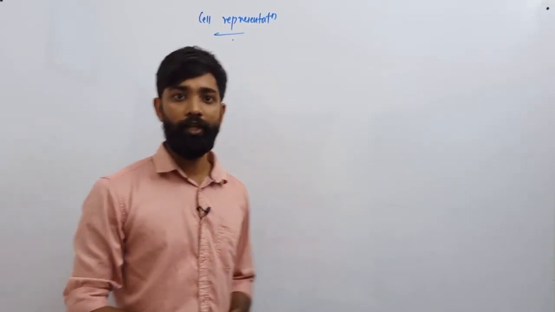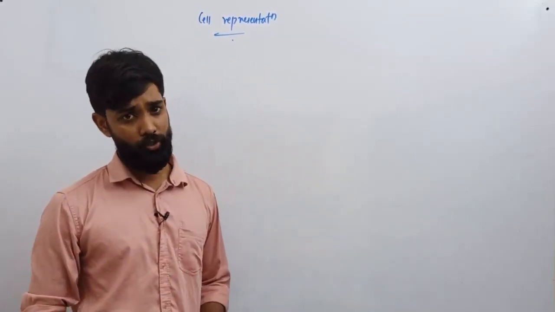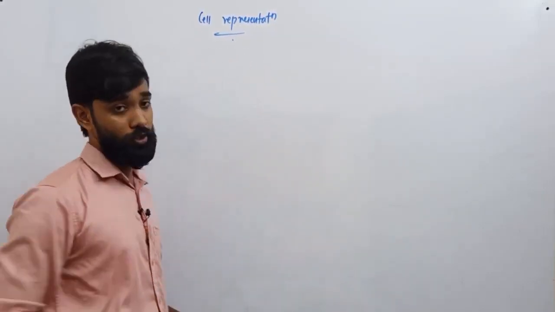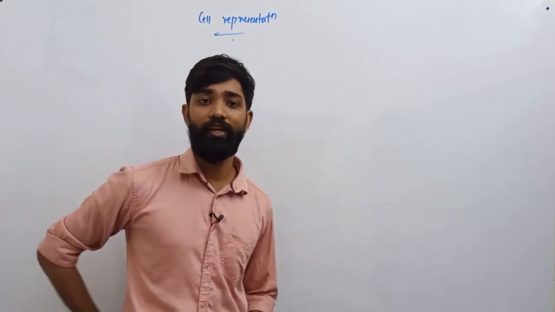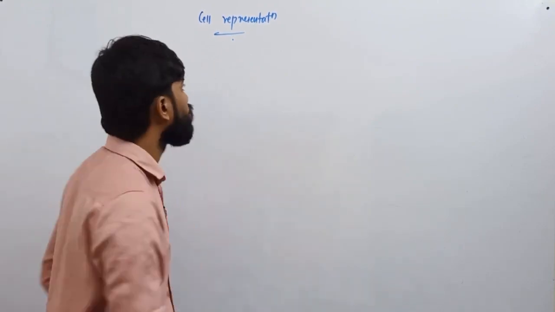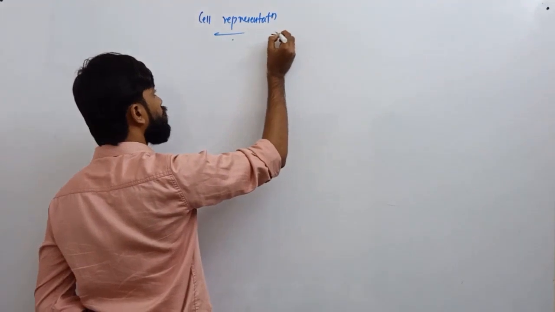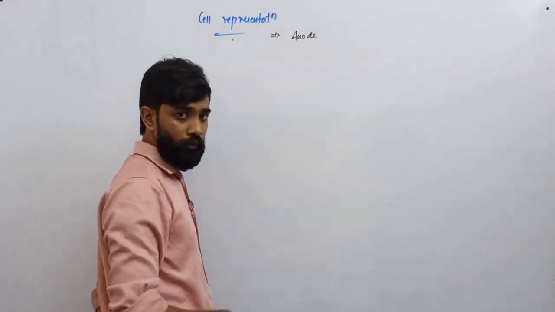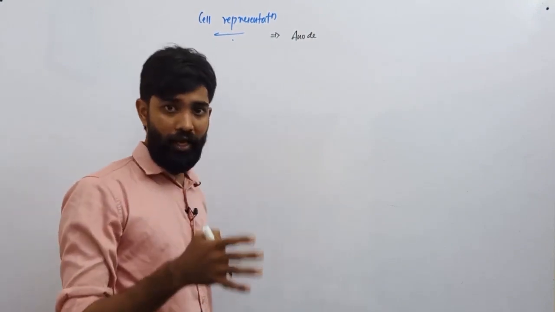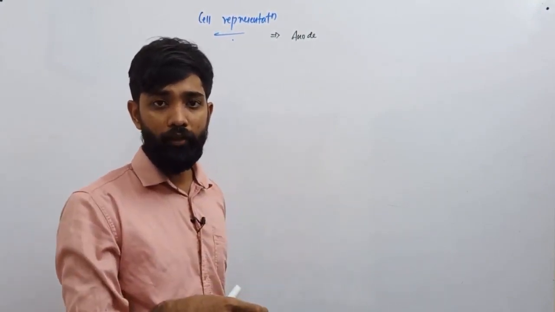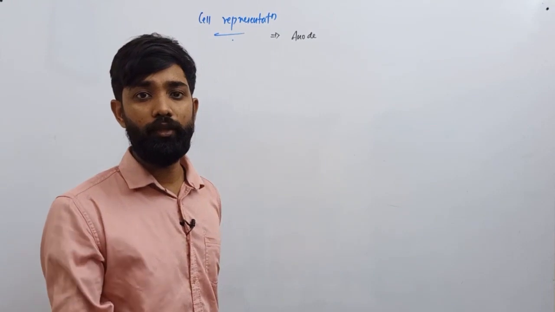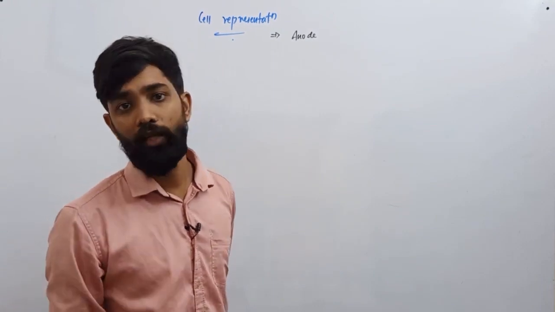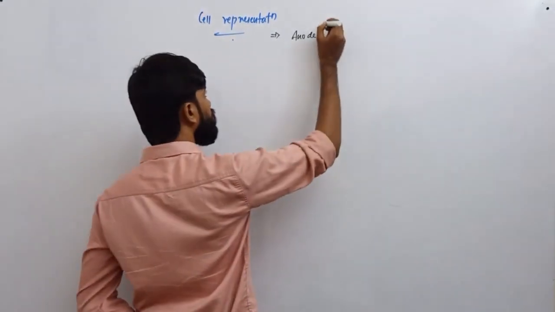Okay guys, so next we have to discuss the cell representation, which means how to represent a galvanic cell in a single line. For that, the general pattern is first of all you have to show the anode. In a galvanic cell we know that there is an anode which is dipped in an anode electrolyte, followed by a salt bridge, then there is a cathode electrolyte, then there is a cathode. So that is the order.